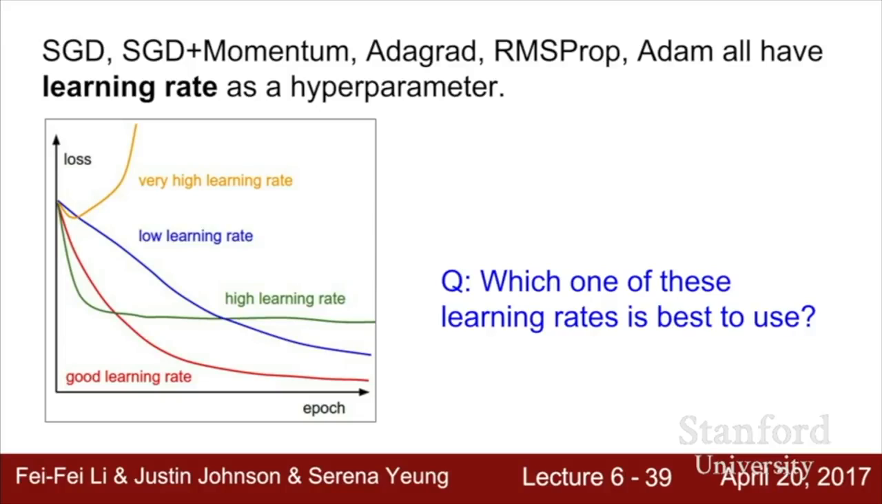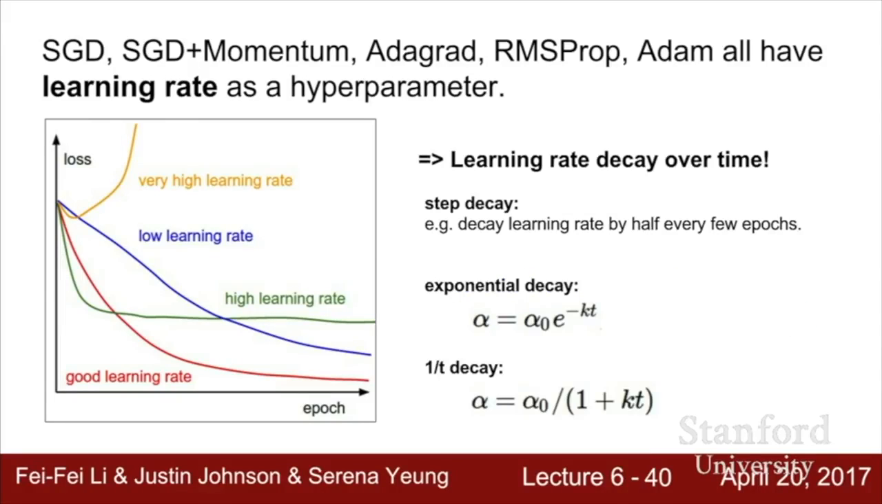But this is a bit of a trick question, because we don't actually have to stick with one learning rate throughout the course of training. Sometimes you'll see people decay the learning rate over time, where we can combine the effects of these different curves on the left and get the nice properties of each. So sometimes you'll start with a higher learning rate near the start of training, and then decay it, making it smaller and smaller throughout the course of training.